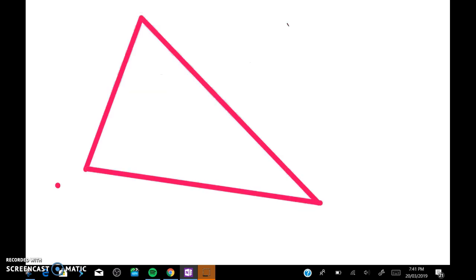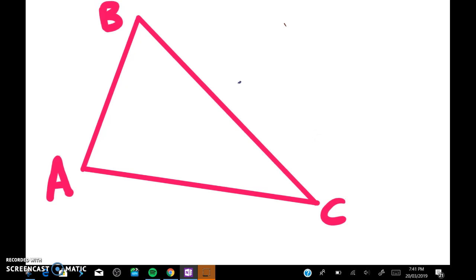So we're going to go over a couple of things to do with notation. I'm going to label this triangle with the three vertices big A, big B, and big C. We always label the opposite side with the little letter. So this is side a, this is side b, and this is side little c.